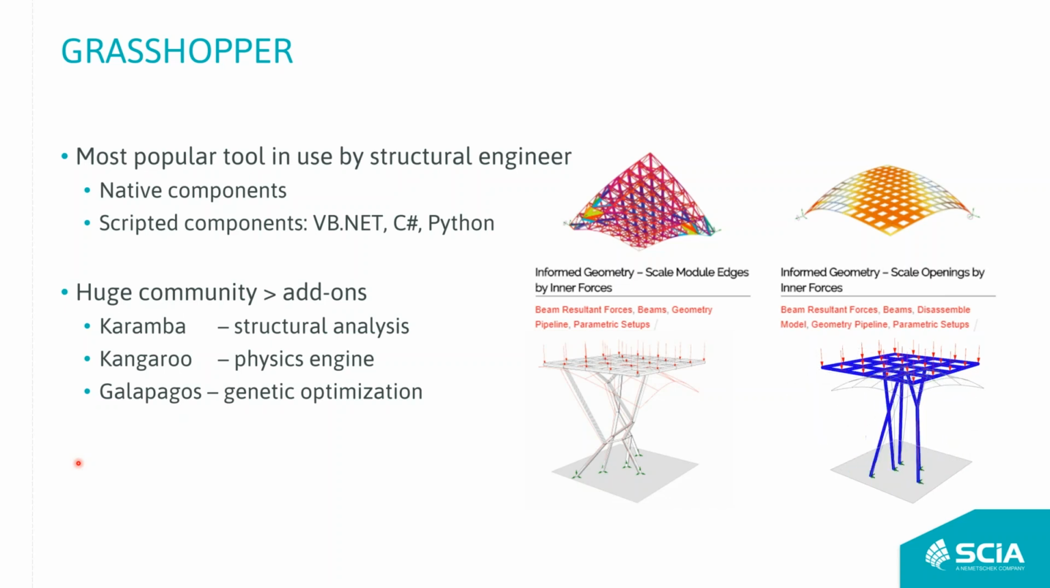Let's name a few of them. That's Karamba for structural analysis, Kangaroo as a physics engine for modeling of sun or some other physical aspects, and also, let's say, Galapagos, which is a tool related to genetic optimization. And as we have seen that there are movements related to parametric design, we decided to come up with our own tool, which is named Koala.